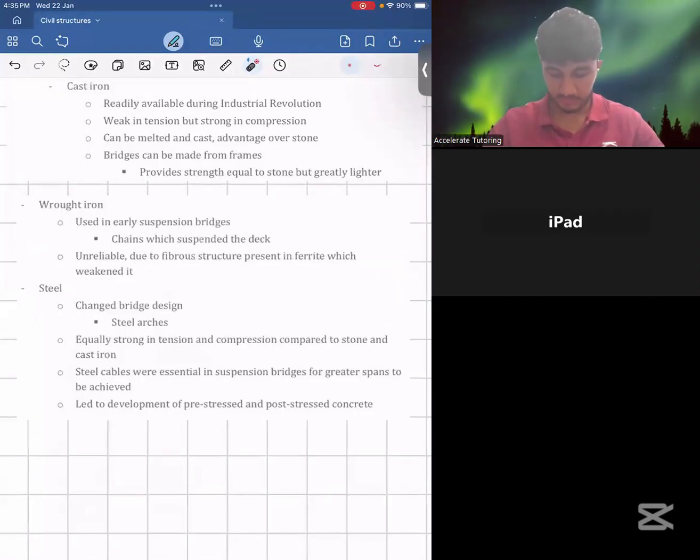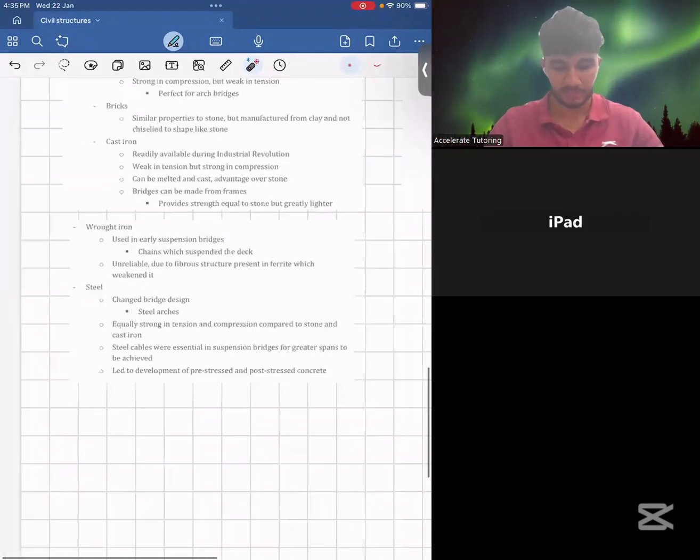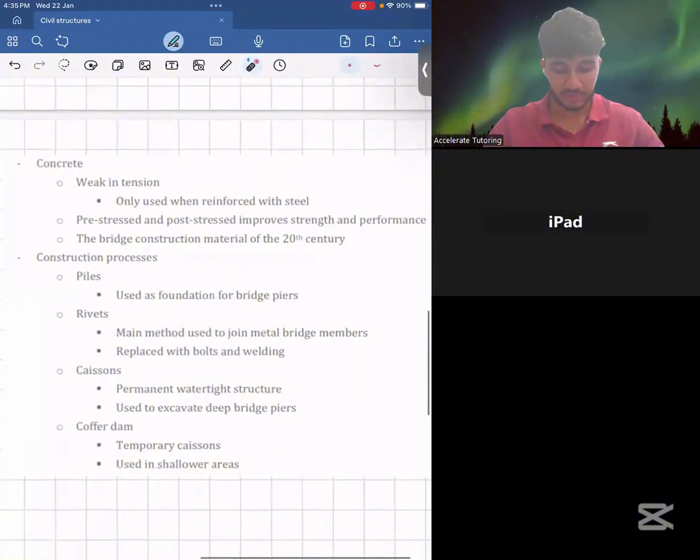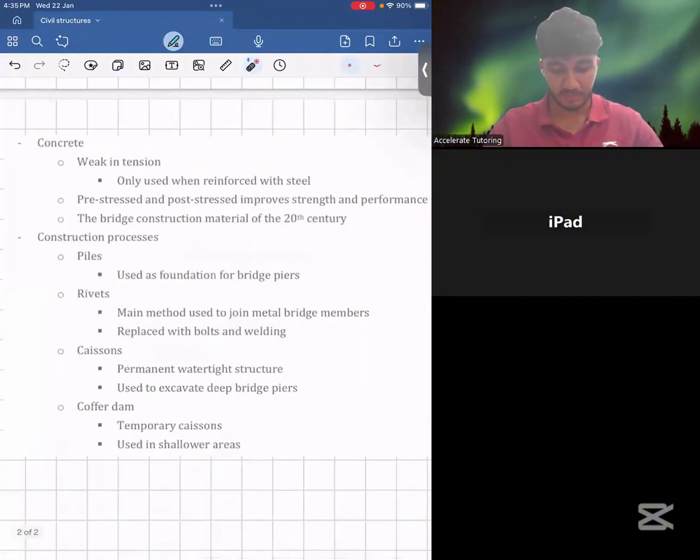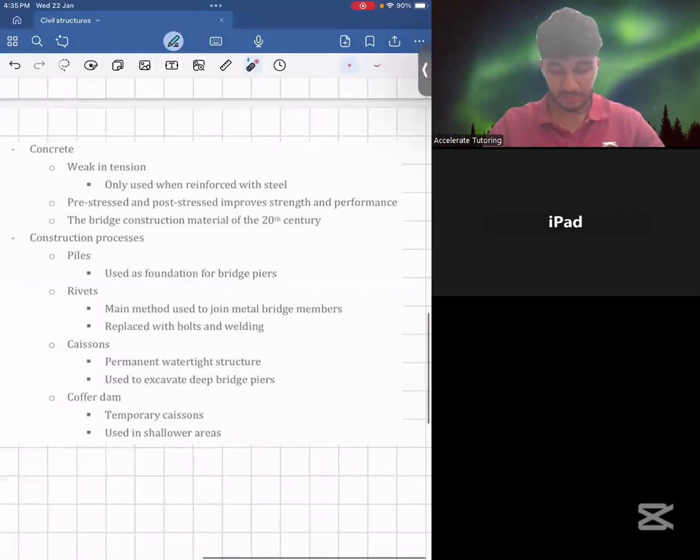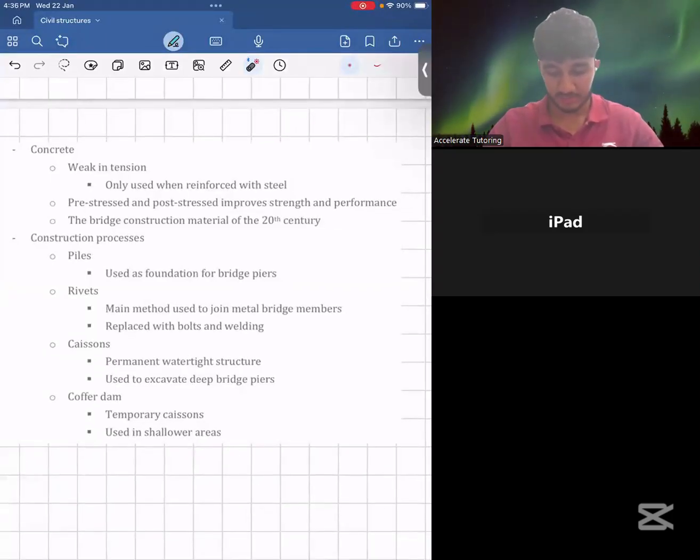Steel cables were essential in suspension bridges for greater spans to be achieved. And then this led to the development of pre-stressed and post-stressed concrete. So steel was used to reinforce concrete and make it either post or pre-stressed, therefore improving the mechanical properties overall. So hence we move over to concrete, which is weak in tension, but only used when reinforced with steel. Pre-stress and post-stress improve strength and performance, making it the bridge construction material of the 20th century. A key example of the use of concrete is the metro line. All the bridges used for the metro line were made of concrete and had reinforced steel in it as well, which accounts for both the compressive and tensile forces needed for its key requirements.